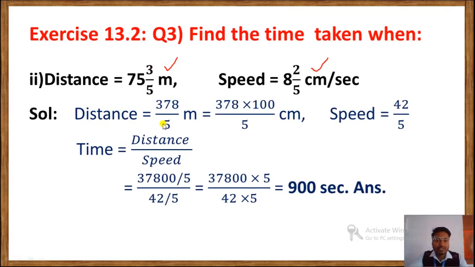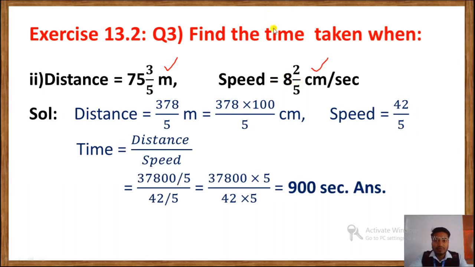Distance, when we change into improper fractions, we will get 378 by 5 meter. Now we have to make it centimeter, so we multiply by 100. So 378 into 100 divided by 5. Now it became centimeter. Now speed, when we change into improper fraction, we'll get 42 by 5.